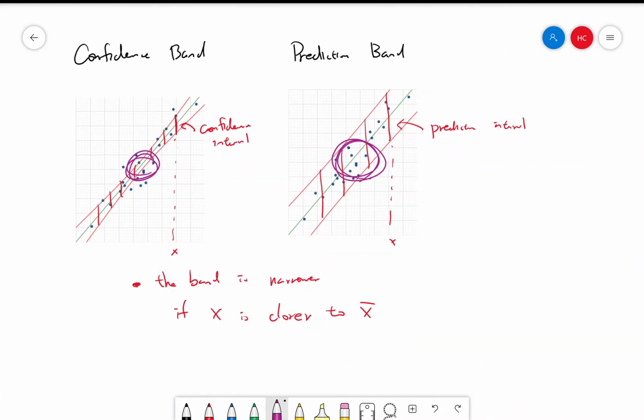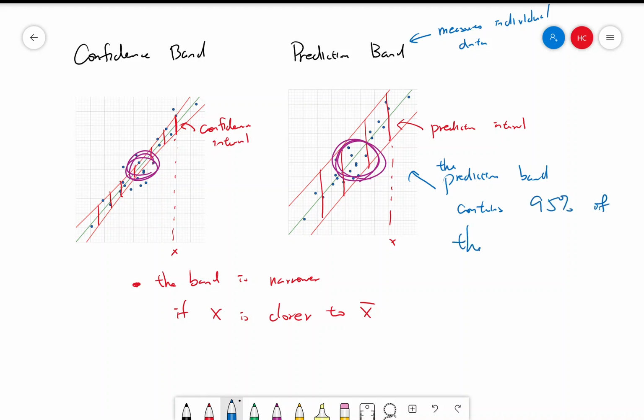Another thing is, because the prediction band is the one that measures individual data points, the prediction interval is the uncertainty in just one single data point with that x value. So we can say that the prediction band contains 95% of the population data points. All right, so that's it for section 7.3.